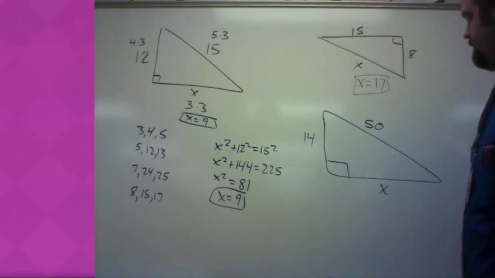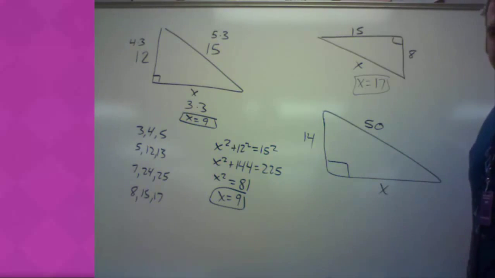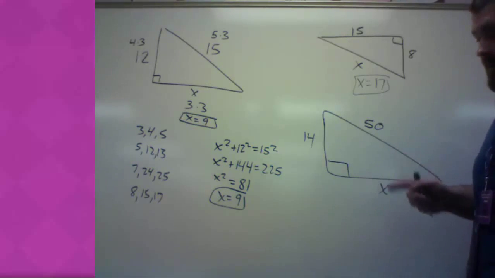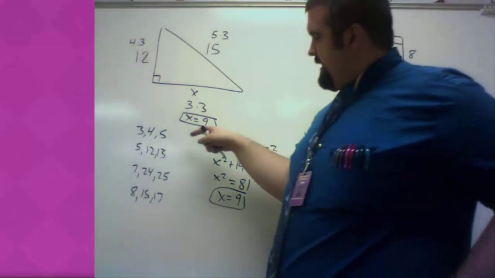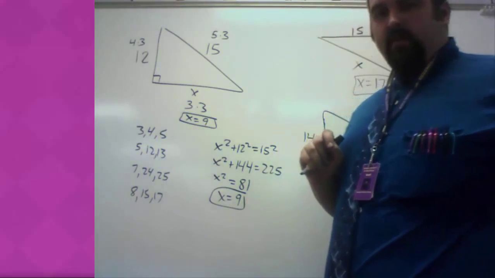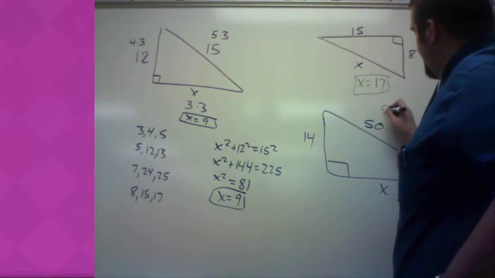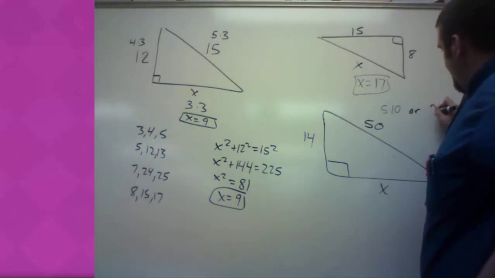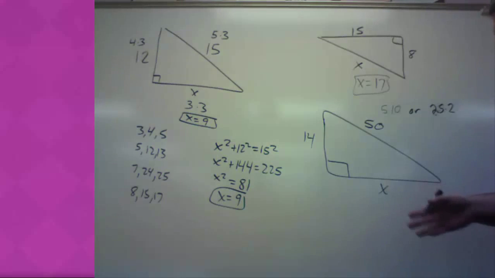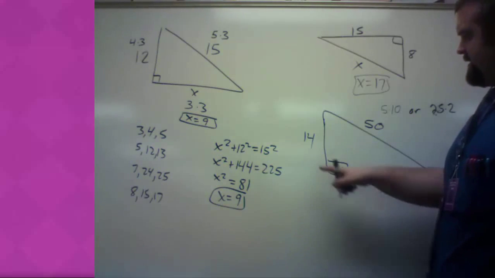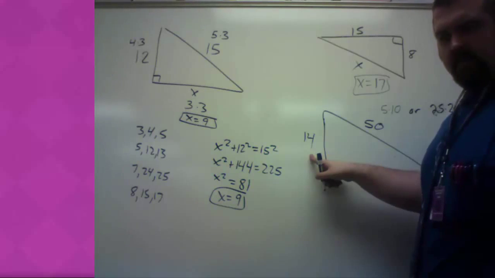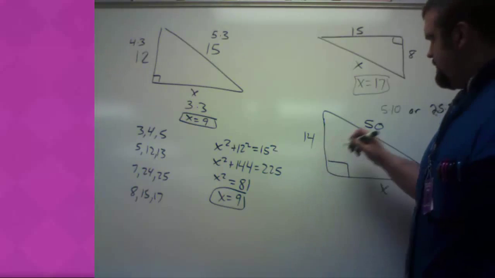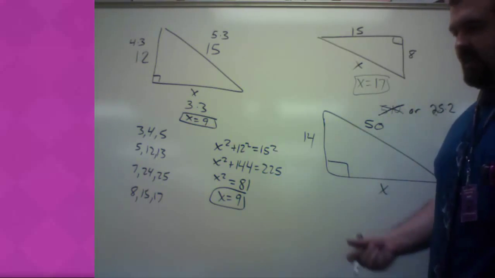How about this one over here? Well, I'm not sure if 14 is the shortest side or the longest. Well, shortest or medium. However, I know 50 is definitely the longest. I look. 50. It's either 3, 4, 5 or 7, 24, 25. It's either 5 times 10 or it's 25 times 2. Well, let's just try 5 times 10 first. Is this 3 times 10 or 4 times 10? No. 3 times 10 is 30. 4 times 10 is 40. So that one's out. It was good consideration, but it's gone.